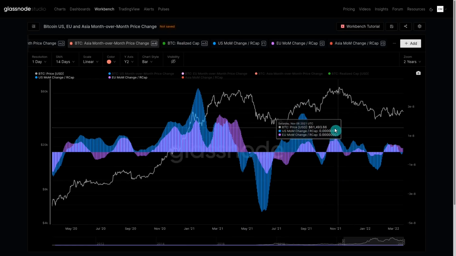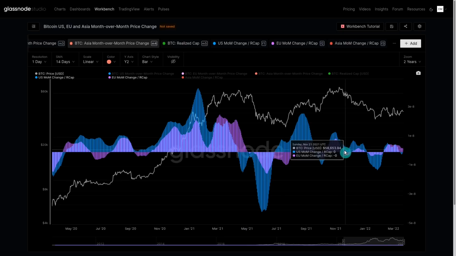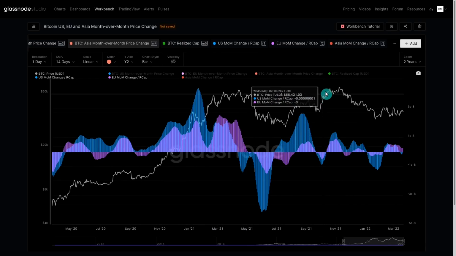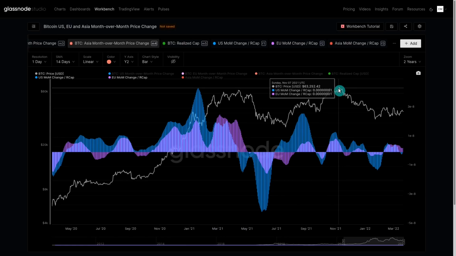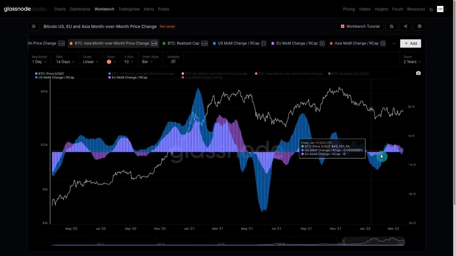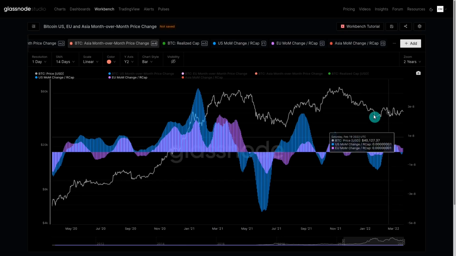Now, note that the buy side really did decrease. There was a lot less going on during US hours as we came into the current all-time high, first in October and then again in November. At the moment, we have even less buy side, but it does make sense.